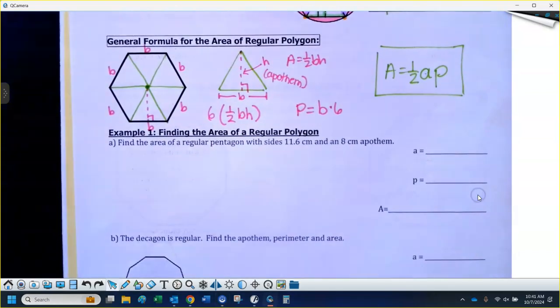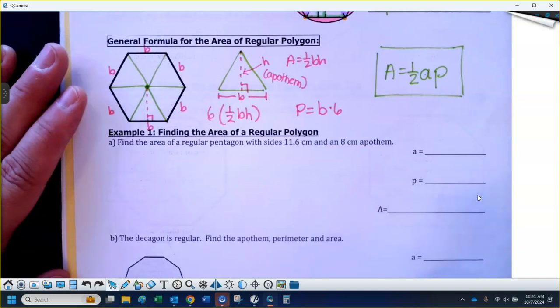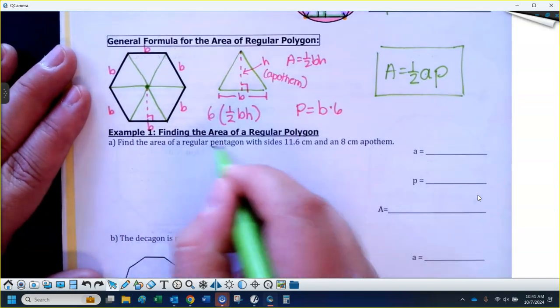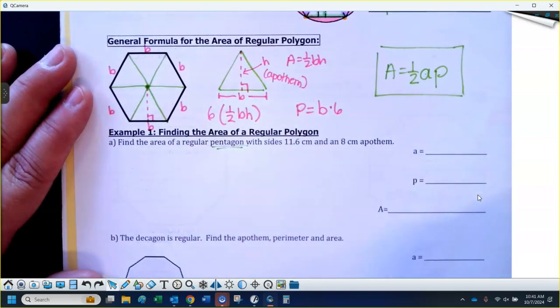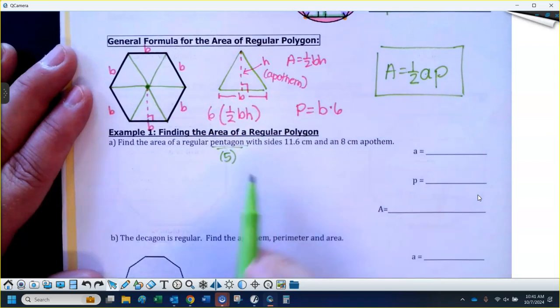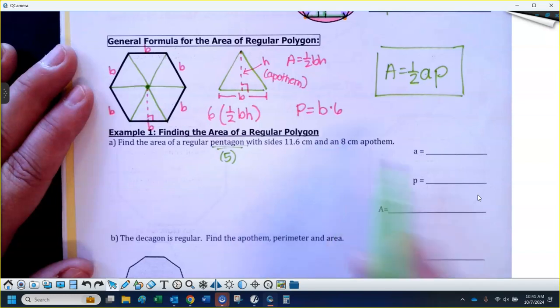It's not hard. And I set up to the side just so you guys would have all the information you need to find the area. So A is for the apothem, P is for the perimeter. Okay, so this says find the area of a regular pentagon. How many sides does a pentagon have? 5. Perfect. Okay, with sides 11.6 and an 8 centimeter apothem.